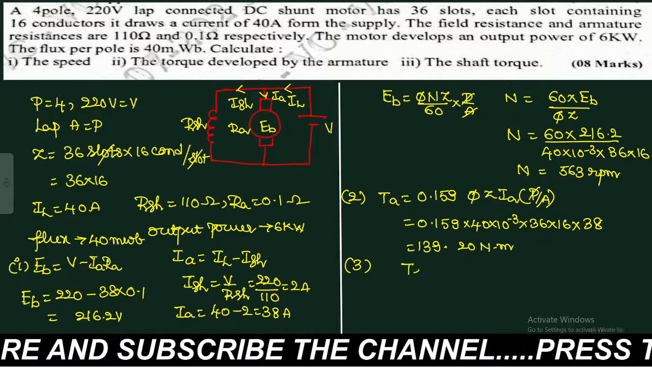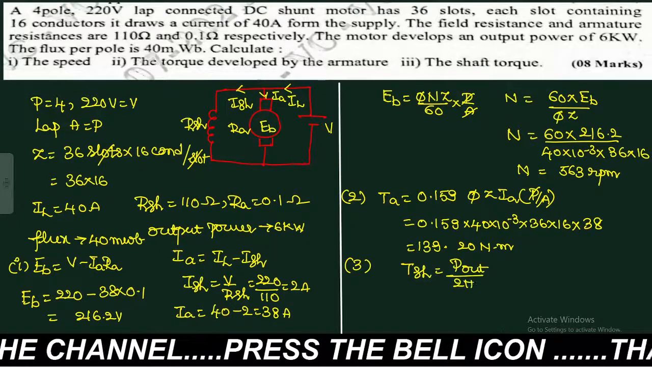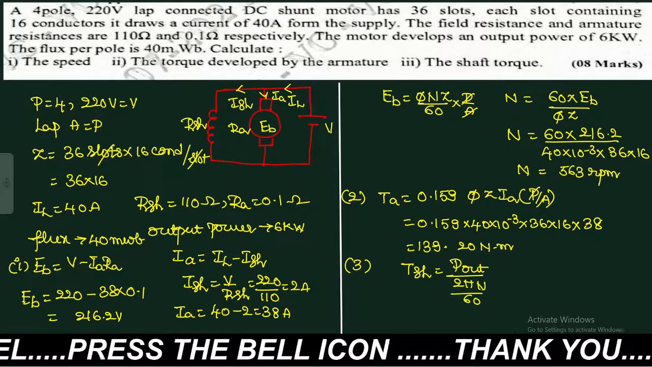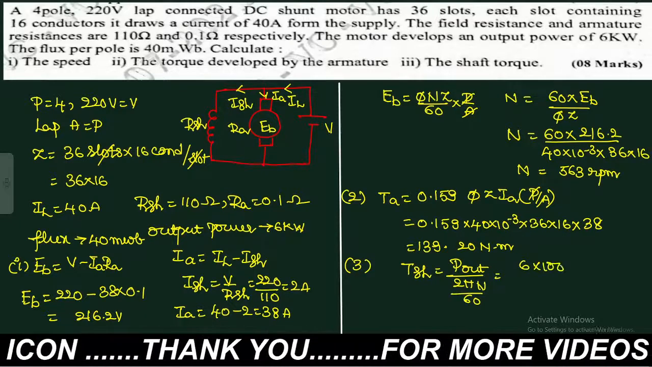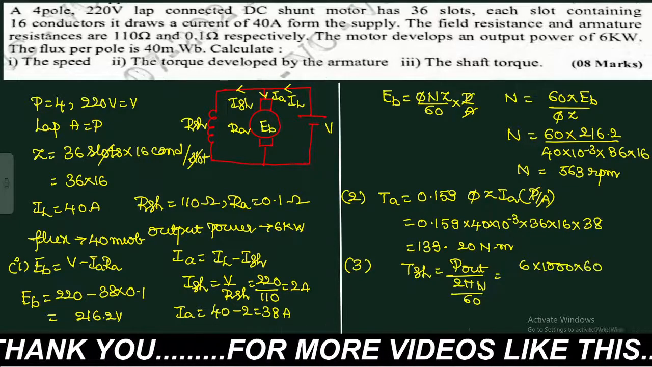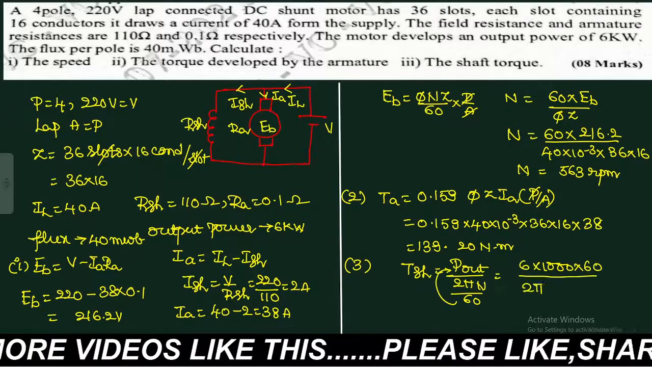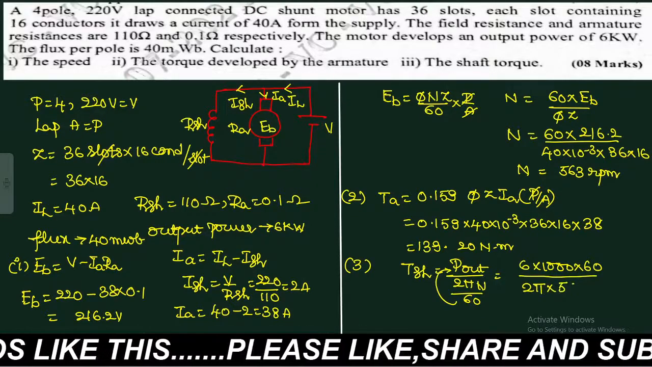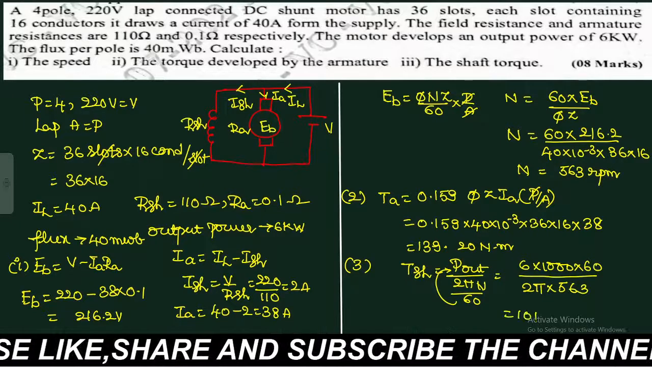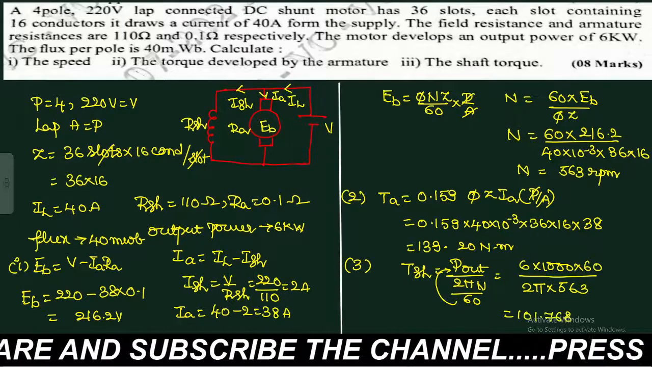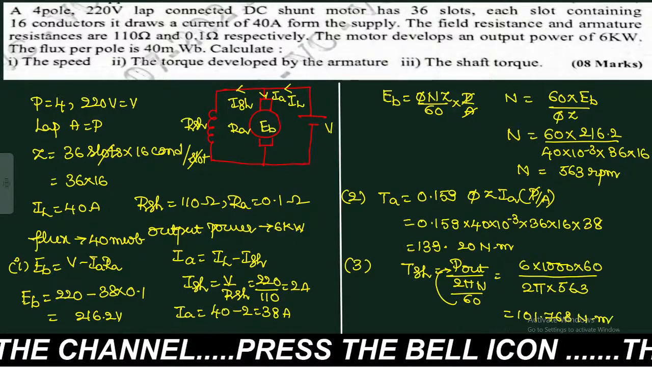The shaft torque we already know: that is P output divided by 2 pi N divided by 60. Output power is given as 6 kilowatts, so 6 into 1000, and I am bringing this 60 to the numerator here, divided by 2 pi, and the speed it is rotating is 563. If you multiply this, you will get the answer 101.768 Newton meter, that is the shaft torque or the output torque.